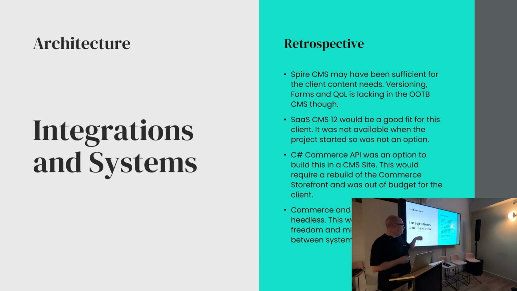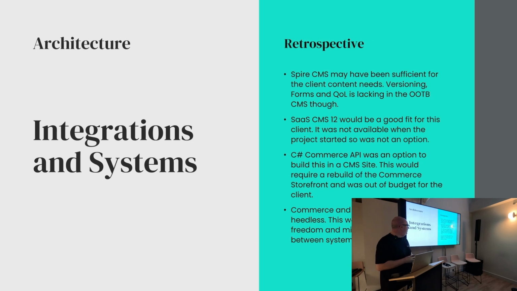Also, SaaS CMS 12 would have been perfect for this client because they're primarily pulling in a bunch of content entirely headlessly into the product. It would have required us to integrate in a different way, but it would have probably resulted in a better product for them.